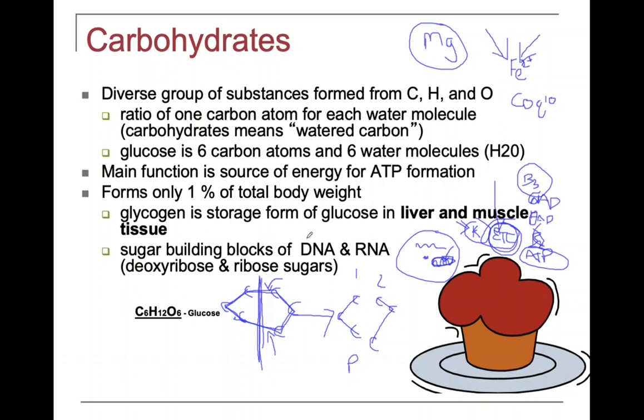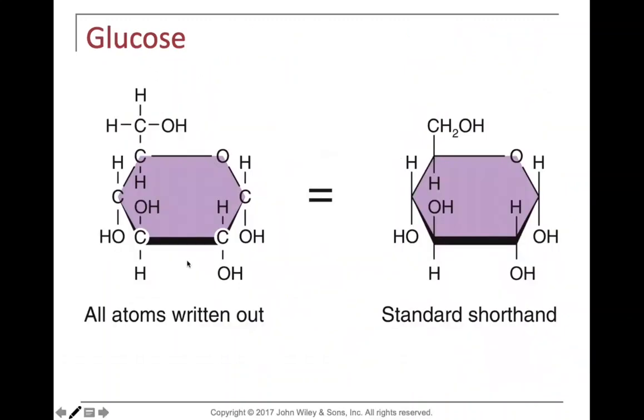Glucose is also needed. It's part of that D and part of the R, because remember, anything that ends in O-S-E, ose, like ribose, deoxyribose, we need sugar for that, right? So sugar is the building block of DNA and RNA.